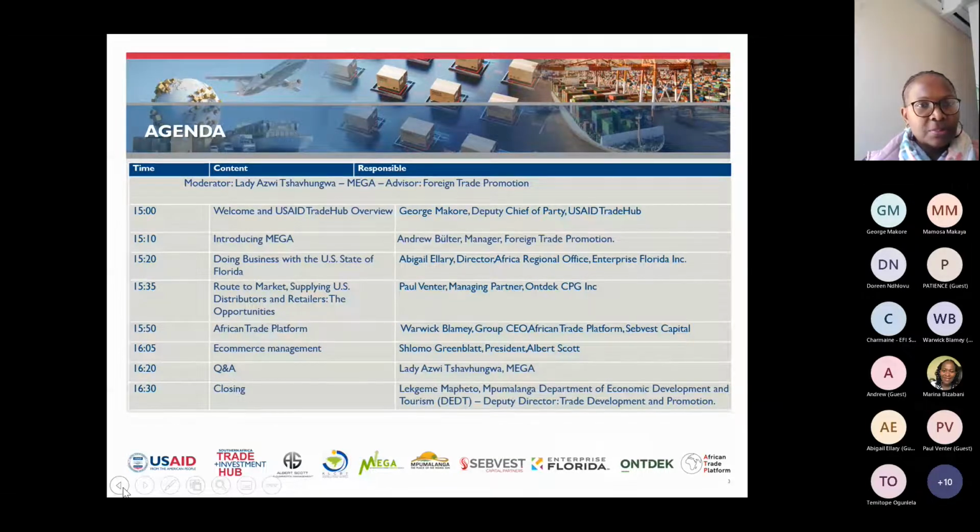From Africa Trade, the Africa Trade Platform will be presented by Mr. Warwick Blamey, who is the Group CEO of Africa Trade Platform, Sebvest Capital. And just before Q&A, we'll have Ms. Shlomo Greenblatt, the President of Albert Scott, who will deal with the e-commerce management. And then we will have the Q&A, which involves everyone. We are all encouraged to participate and engage with the experts, and then the closing remark will come from our DEDET, the Department of Economic Development and Tourism, the deputy director there, Mr. Legeme, who we work closely with.